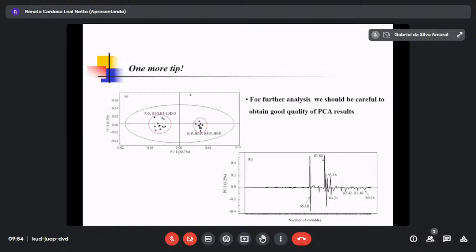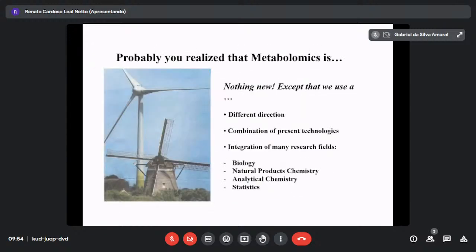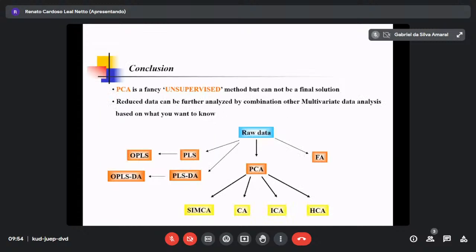So here, in conclusion, PCA is an unsupervised method. After PCA, you can do PLS, and then OPLS. I didn't mention OPLS, you can read it, but it's similar to PLS. And DA means the same, but you are using qualified class data. After PCA, you can go to SIMCA, canonical analysis, or independent component analysis, after reduction of data.